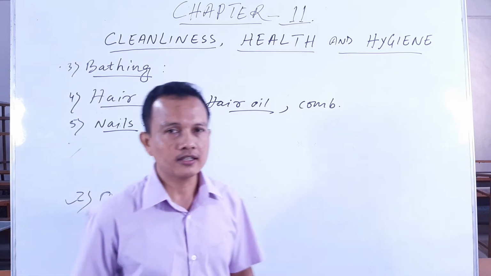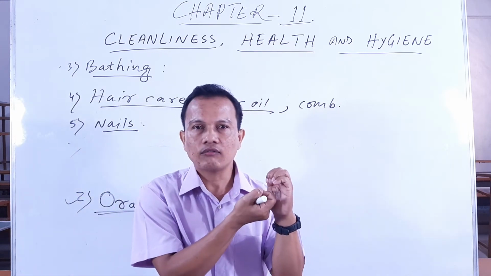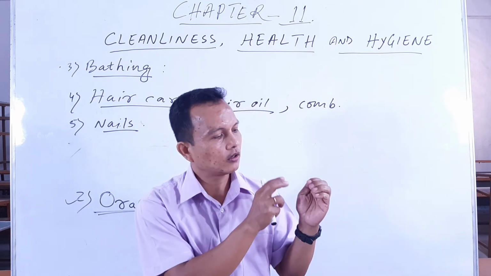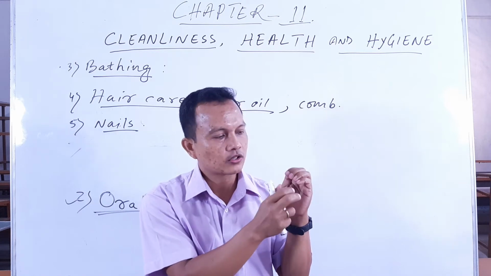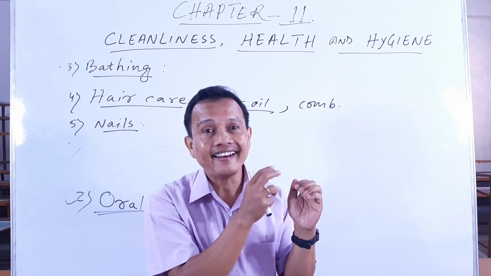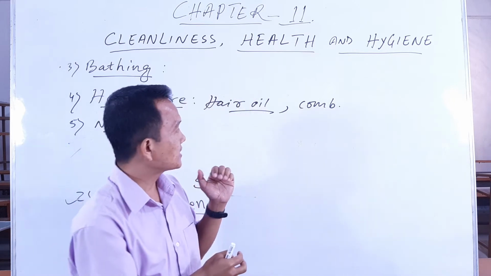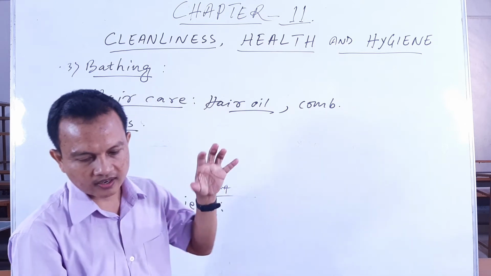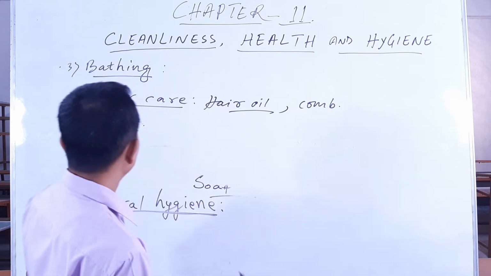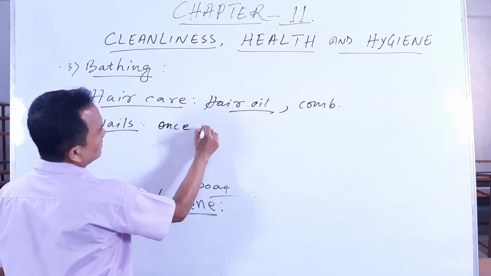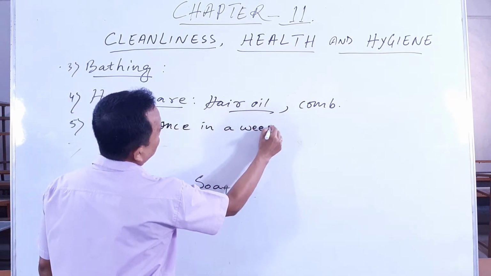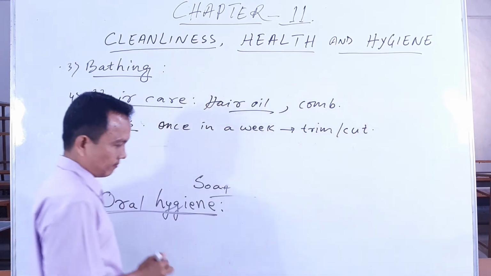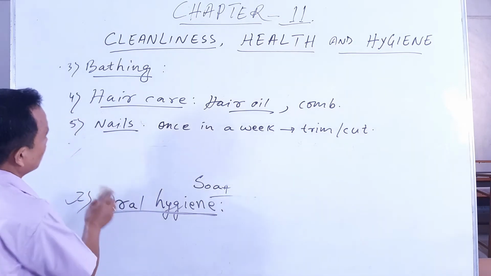So what we can do is trim our nails with the help of a nail cutter once in a week. That will keep your nails clean and hygienic. And from time to time, we need to trim them once in a week. So that is one care that should be taken once in a week. Remember, once in a week. What you have to do? You need to trim it. Trim means cut.